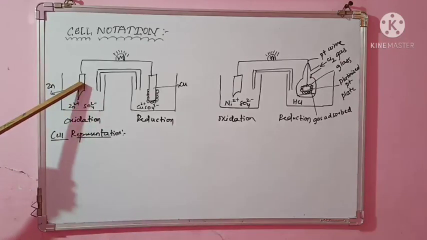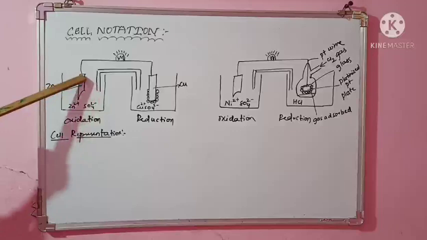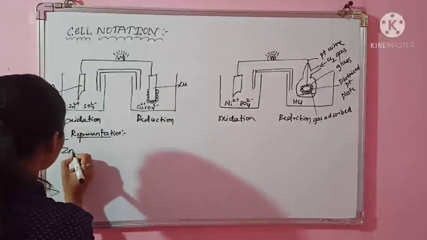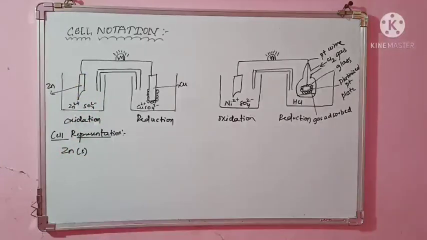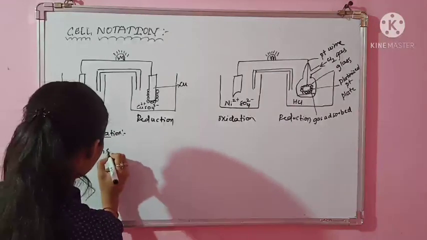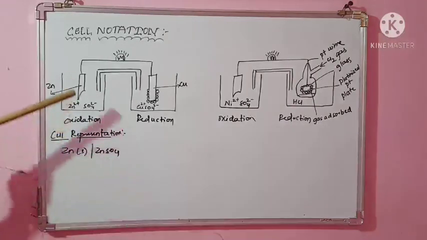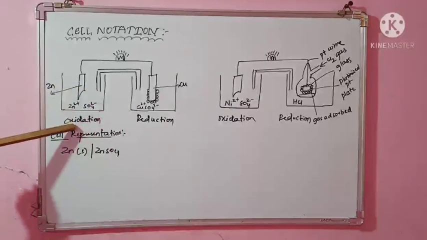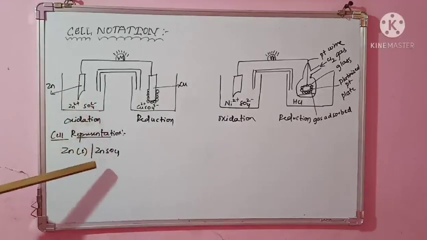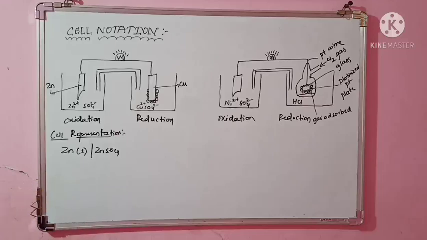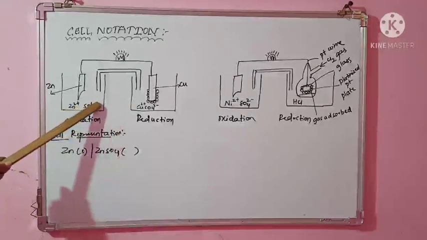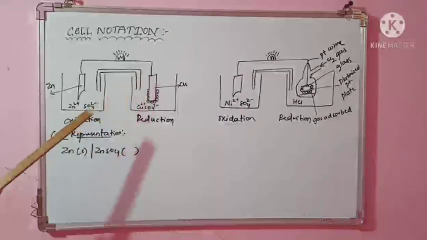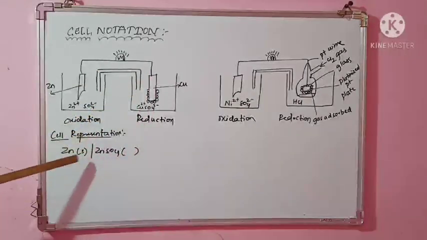On the LHS, first you have to have the zinc metal. Zinc is a solid. Okay, and it is in contact with what? ZnSO4. Okay, so I am coming from the left hand side, which is the oxidation. Zinc is dipped in ZnSO4, and this will have a certain concentration, and you know that concentration should be mentioned in brackets. And next, this is in contact with what? Salt bridge. Now a single line means in contact with.